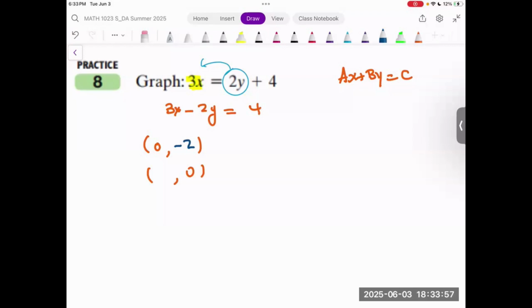And I do the same thing with the y's. If y is 0, so this is going to disappear. 3x equals 4. So I divide by 3 here, I divide by 3 here. So that's going to be 4 over 3, and that's the number I'm looking for. So it's going to be 4/3 over here, right? And those are my 2 points. Are we okay?